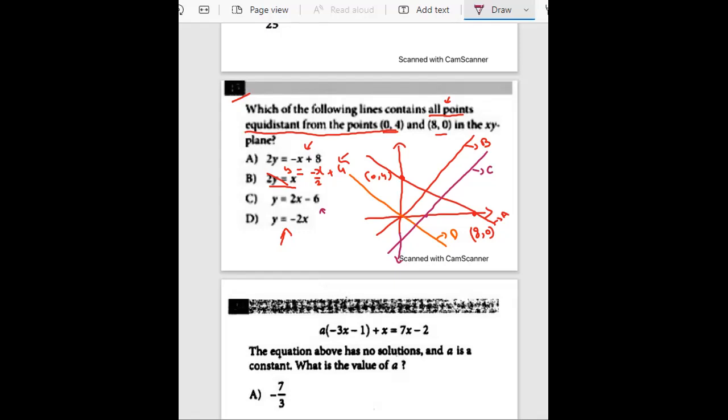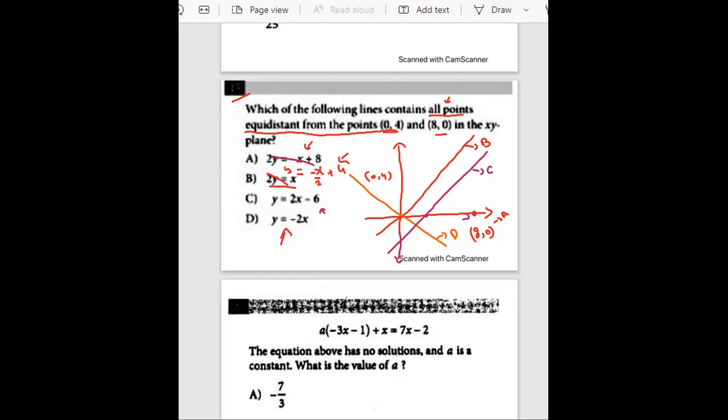Exactly. Yes, very good. Because in the very first option, our line is passing through (0, 4) and (8, 0), but all points of the line are clearly not equidistant from them. For example, if I talk about this point of the line, it has this much distance from (0, 4) and this much distance from (8, 0). Okay? This means that this cannot be the choice. So I will rub this line and we will talk about other lines.